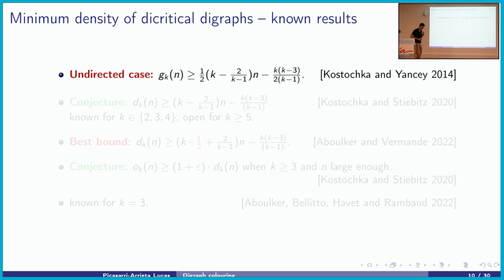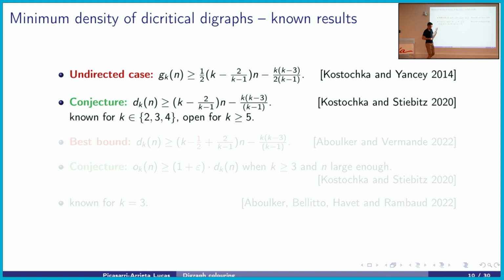And what is known on this topic is the following. So in the undirected case, almost everything is done. There is a famous bound due to Kostochka and Yancey that they obtained with the potential method, which is almost best possible in the sense that this is the exact value of g_k of n for every fixed k and infinitely many values of n. So almost everything is done.